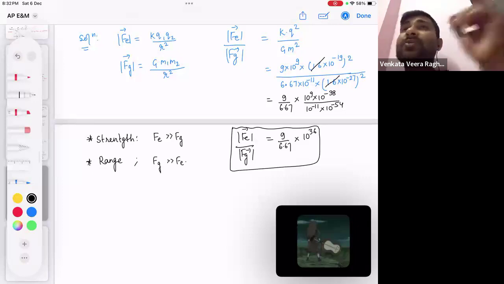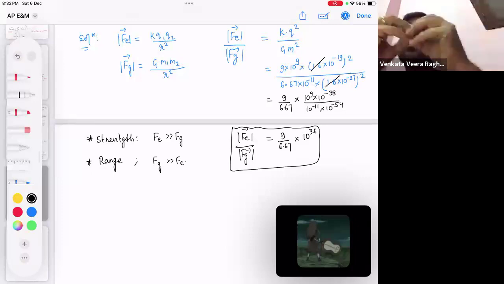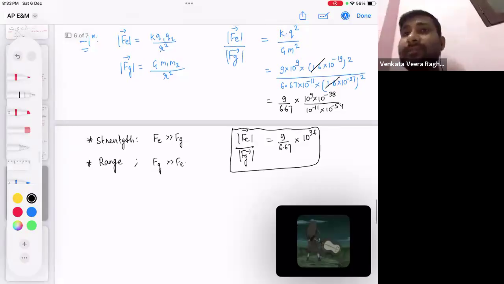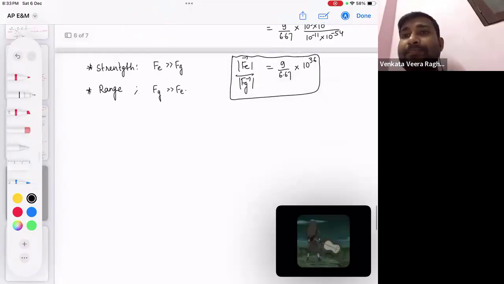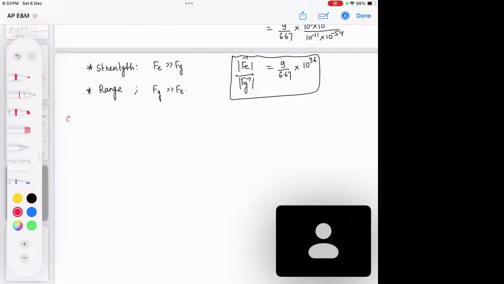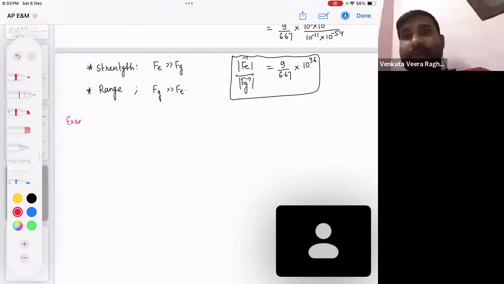So that's why, range wise, the gravitational force has a long range compared to the electrostatic force. But if I keep two charged particles very close to each other, then what will happen? They will have a very high amount of electrostatic force between them. Is that clear? Then last example, then we will discuss another topic.